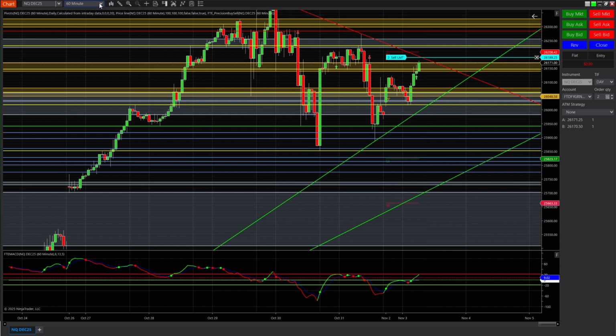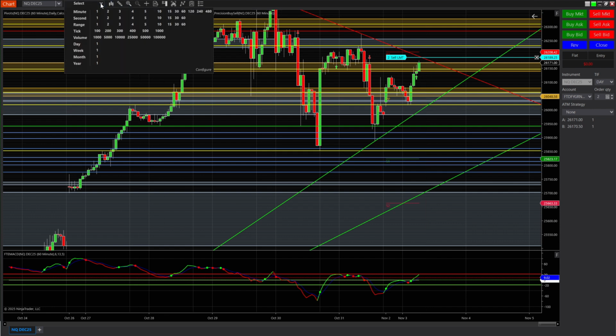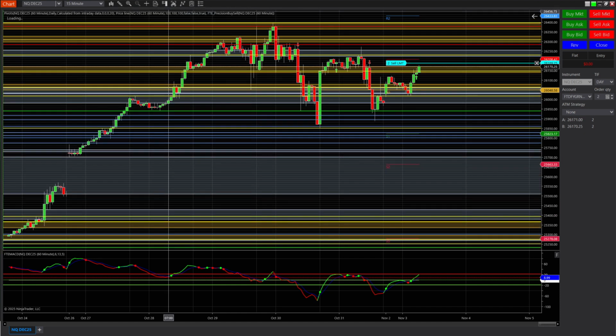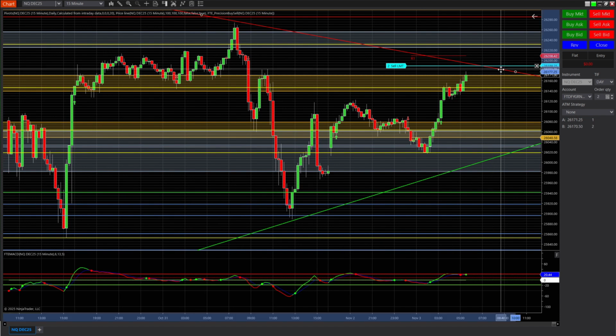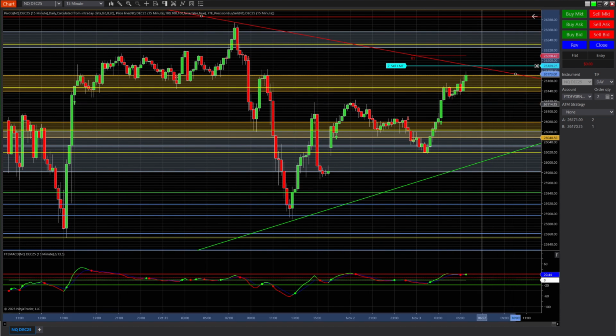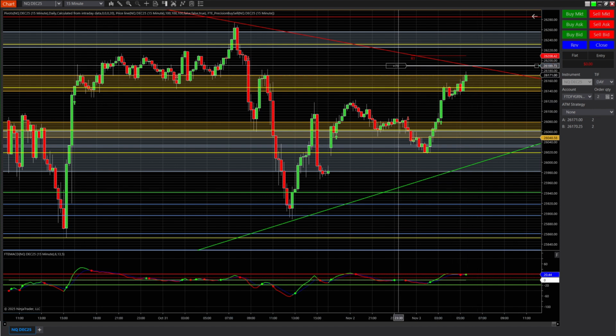Let's take this down to, let's say, the 15-minute real quick and see what we're looking like. Get our trend line touching that wick up there. Need to move these orders down probably a tad bit.